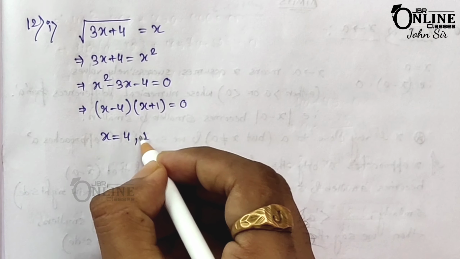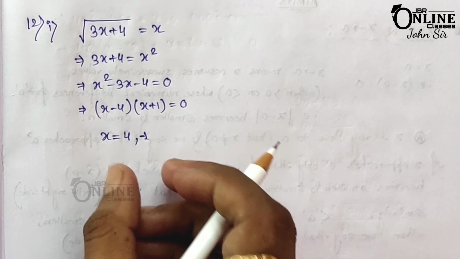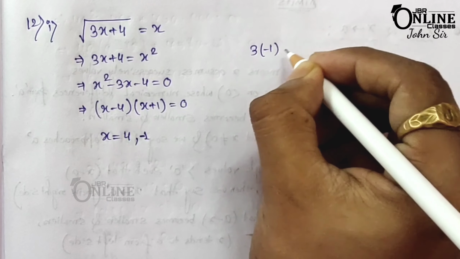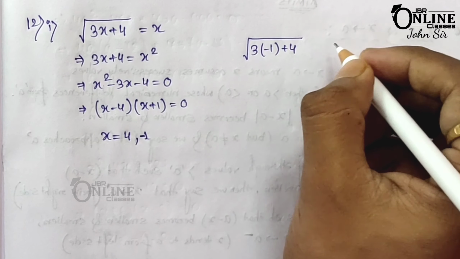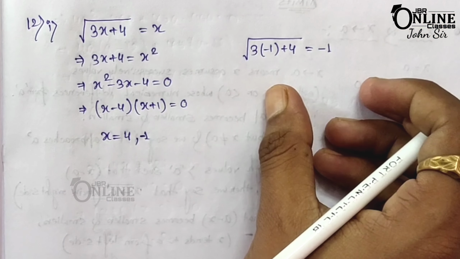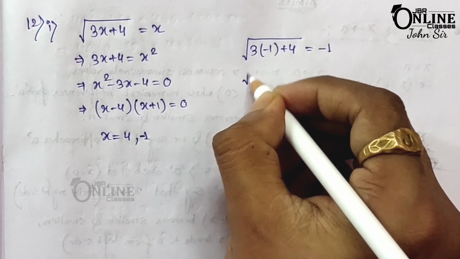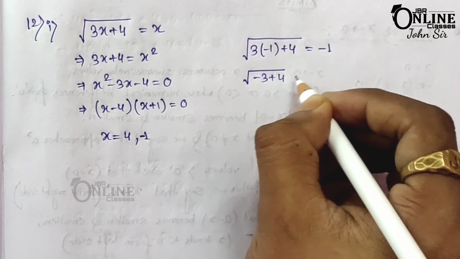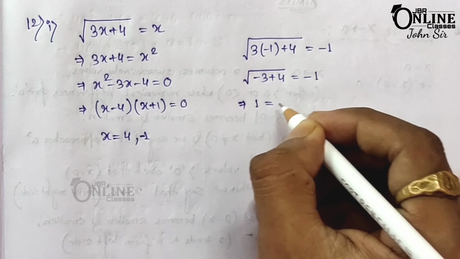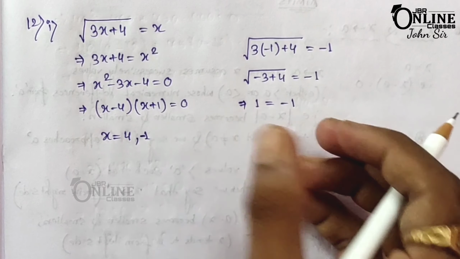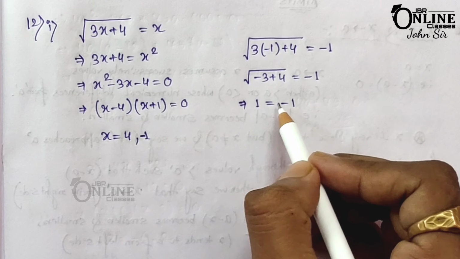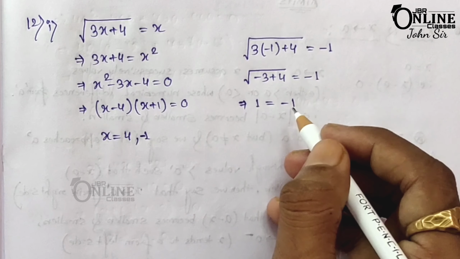Sorry, this one is minus 1. So if x = -1, then this one will be √(3 × (-1) + 4) = -1. So now you have √(-3 + 4) = -1. So from that, 1 = -1, which is not possible because 1 is never equal to -1.